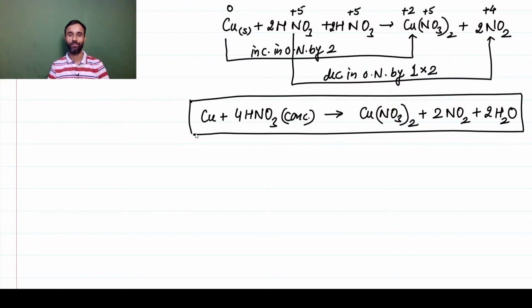That's it. So in dilute HNO3, we get nitric oxide, and with concentrated HNO3, we get NO2.